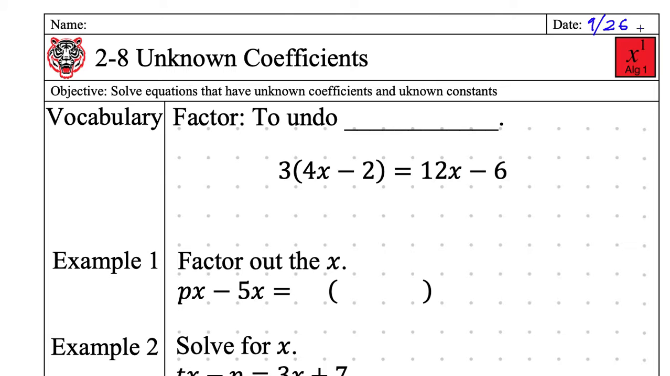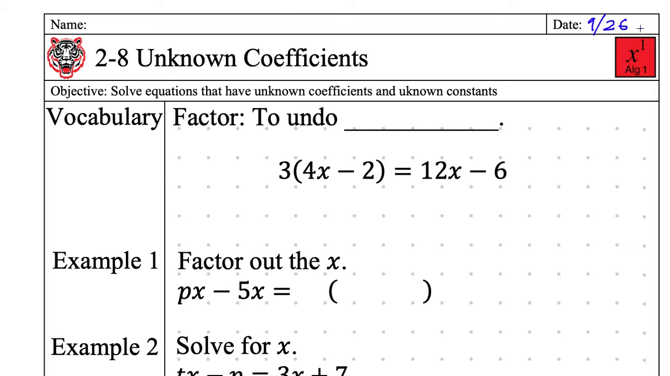All right, objective. Who can do it? Quiet raised hand with your card. Ooh, Wyatt had a card up before Hazi. Sorry, Hazi. I know you got the last two. Solve equations that have unknown coefficients and unknown constants. There it is. Thank you.